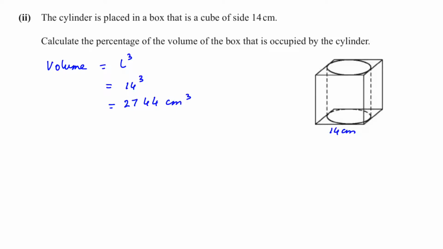The volume of the cylinder is given to us, which is 280 pi, over the volume of the cube. And as we want to find the percentage, we multiply by 100. This will give us 10.2. So that is your answer.